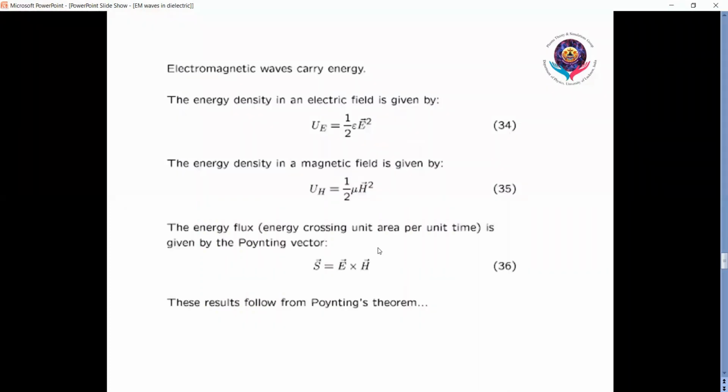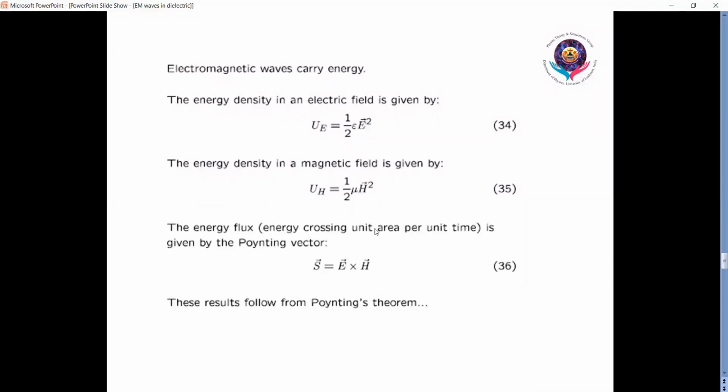Now we know that every wave has some energy. We define that the energy density of the electric field is given as half epsilon E squared, and the energy density of the magnetic field is given as half mu H square. Note, this is the energy density and not the total energy.